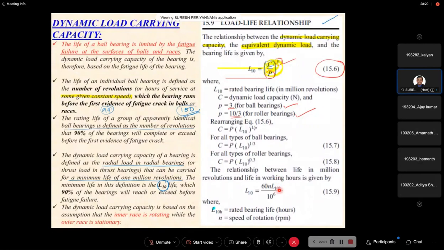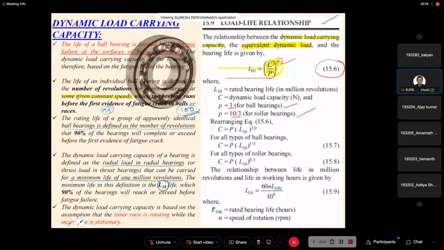So 60 into n into L base 10 h is equal to L base 10 into 10 to the power 6, and from this equation we find L base 10 h. This is a very easy equation, you can understand. We are already given the bearing life in millions of revolutions, and now we would like to convert it into working hours, that's all. Here I am using a different notation, L base 10 h, for the bearing life in working hours.